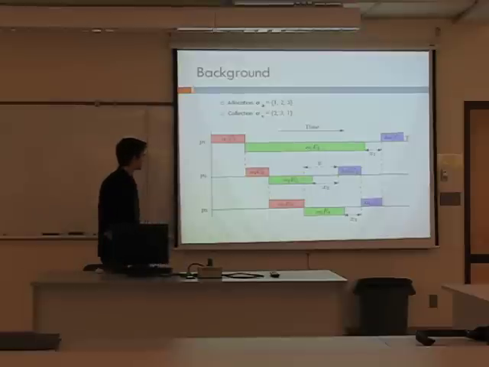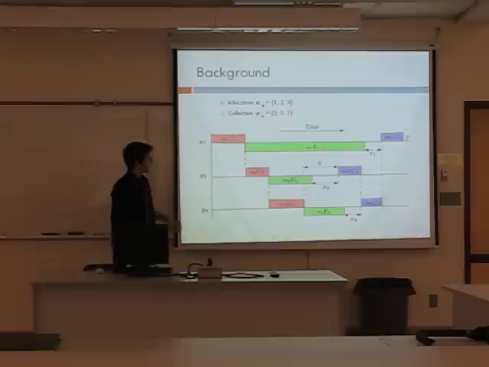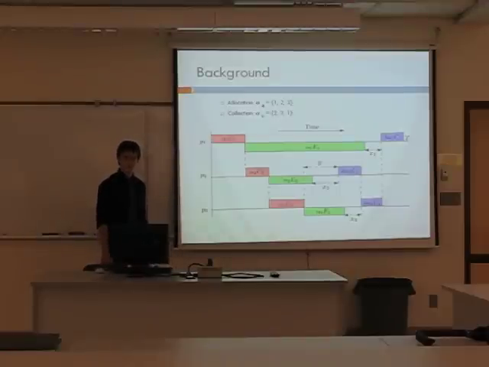So now this is a Gantt chart, and we have our three processors there, and you can see the time passing by. And we have our three phases. The first phase in red is allocation. Green is our computation, and the blue is the collection phase.